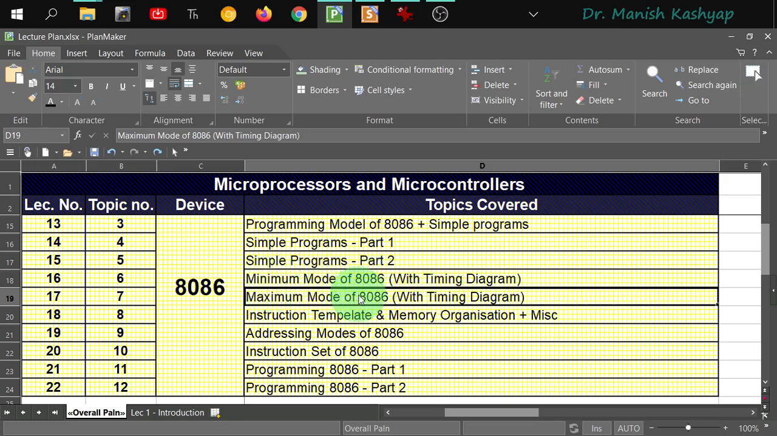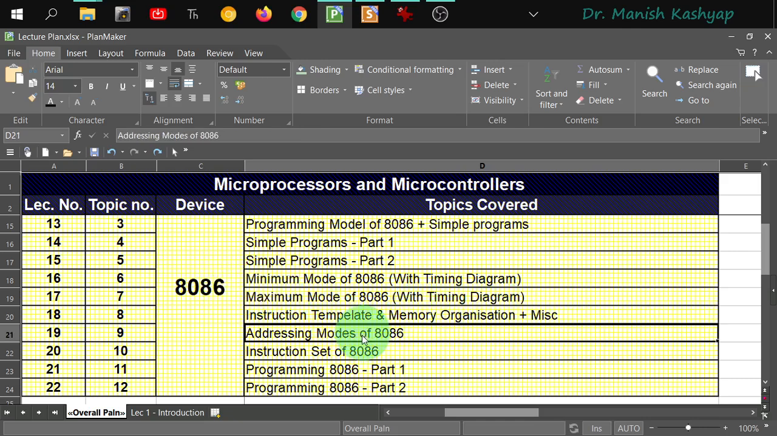And maximum mode means there is a network of various microprocessors, not 8086 only. There can be 8086, 8085, Pentium. Then there can be microprocessors from other families like AMD, Qualcomm. So there are multiple microprocessors connected in a network, and they are trying to interact with each other. That's what we mean by maximum mode. So this IC of 8086 operates in these two ways: minimum mode and maximum mode. Then we will see instruction template and memory organization plus some miscellaneous topics of 8086.